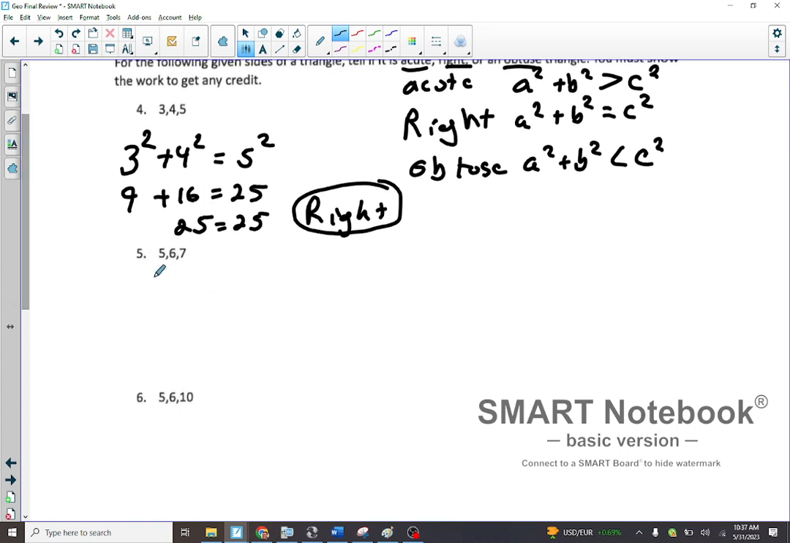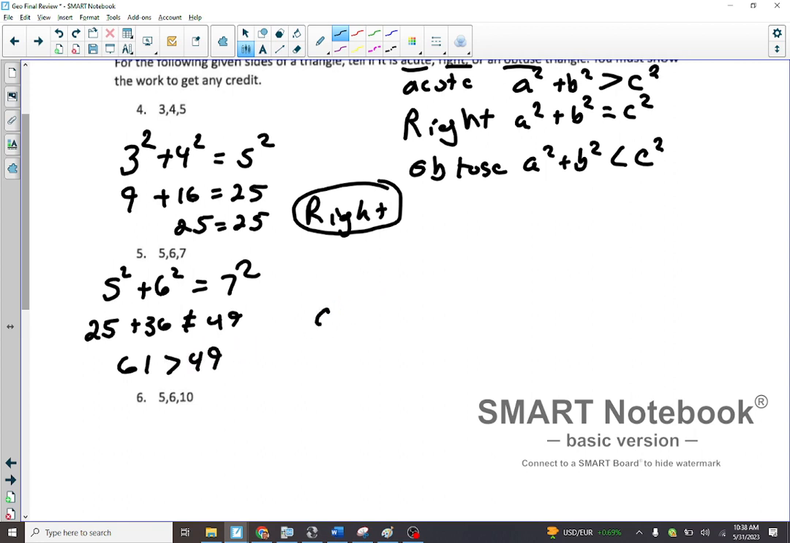Number 5, 5, 6, 7. Remember, whatever's the biggest is always going to be your c value. I think on this test I always put them in order. So 25 plus 36 equals 49. Well, it doesn't equal, but you know what I mean. 25 plus 36 is 61. 61 is bigger than your 49. So it's acute.